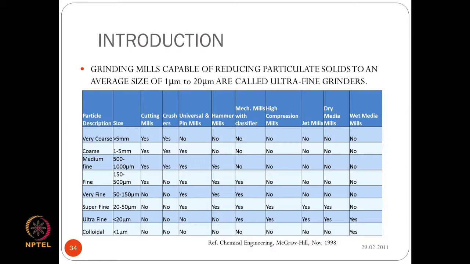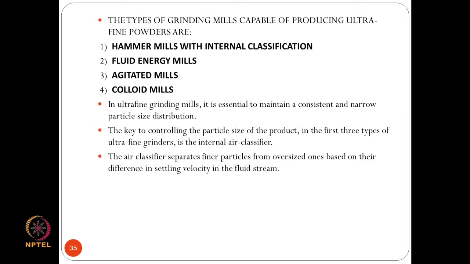This table is not very visible to you, but you will see it when it gets uploaded in the course. It is a very useful table that talks about the particle size and what type of size reduction equipment is appropriate for a particular particle size. It goes all the way from very coarse particles larger than 5 millimeters, where cutting and crushing are the processes that you apply, all the way down to the ultrafine and colloidal materials in the 1 to 20 micron range, where ball mills and jet mills are the most appropriate equipment. So, for fine grinding mills to produce ultrafine powders, the 4 that are most frequently used are hammer mills with internal classification, fluid energy mills, agitated mills, and colloid mills.